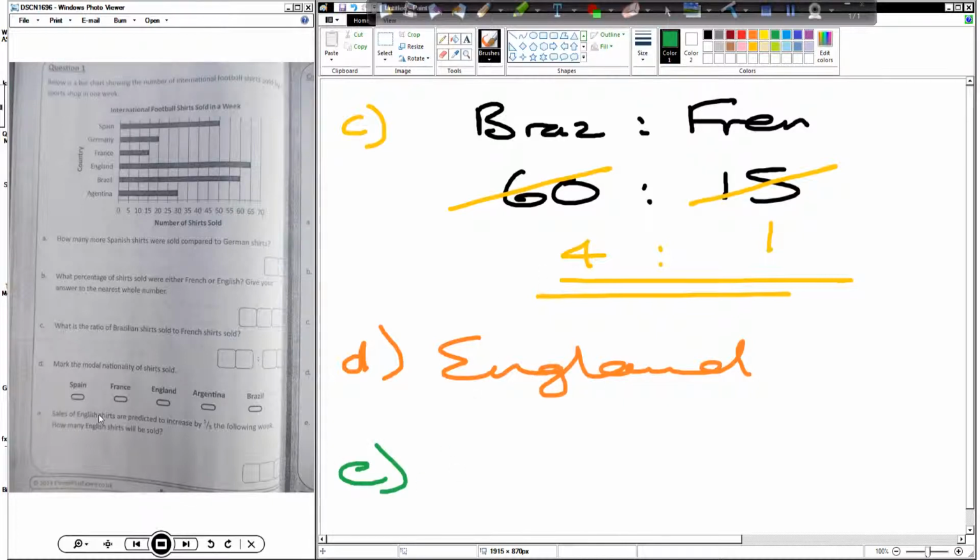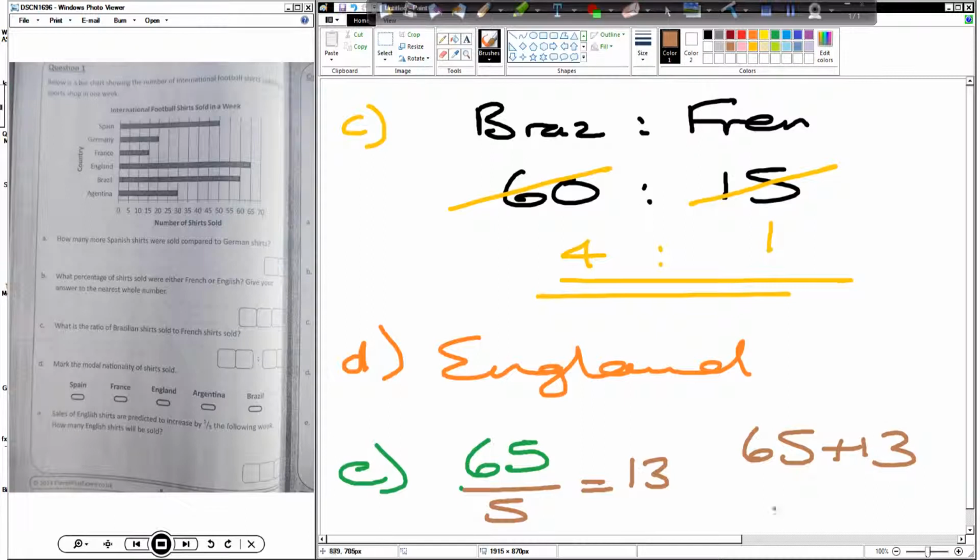Part E. Sales of English shirts are predicted to increase by 1/5. So for England shirts, how many were there? 65. It's going to increase by 1/5, so let's work out 1/5 and add it on. To work out 1/5 of 65, we divide it by 5. 65 divided by 5 is 13. So we add the 13 onto the 65, which gives us 78. So 78 England shirts will be sold. That's the end of question number 1.